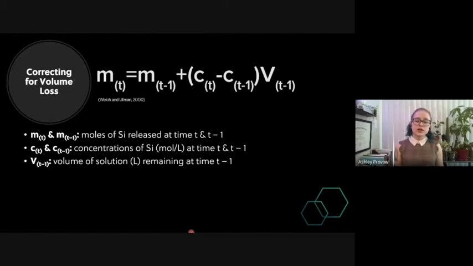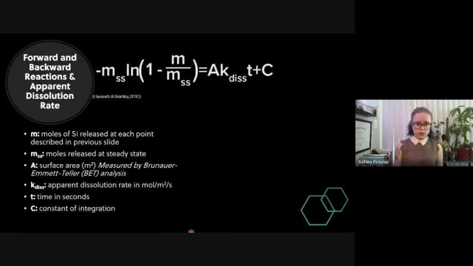Every time we're extracting 10 milliliters of fluid, we are changing the ratio of mineral to reacting fluid, and this is going to mess up the concentration calculations a little bit. So we need to correct for that using this equation. Then we need to correct for the forward and backward reactions.